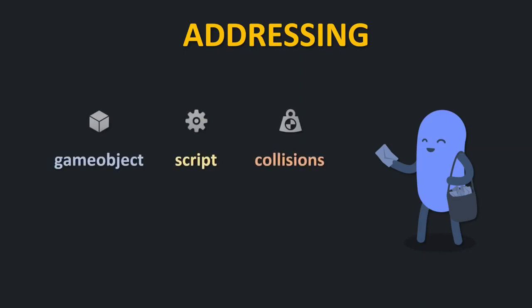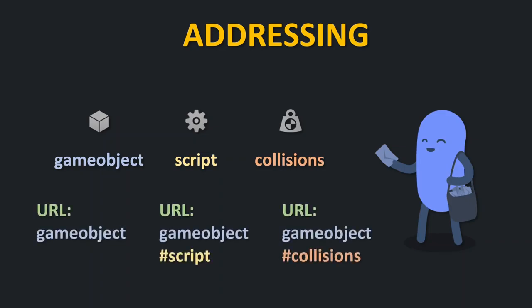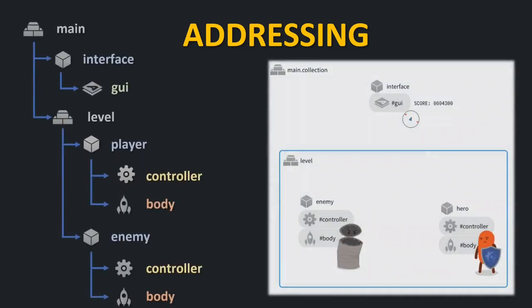In Defold, there are several ways to construct addresses, depending on the context and the purpose of the address. The most common way to address a game object is to use its URL. It is a unique identifier that specifies the location of a game object in the game hierarchy. There is a great example of it in the default documentation.